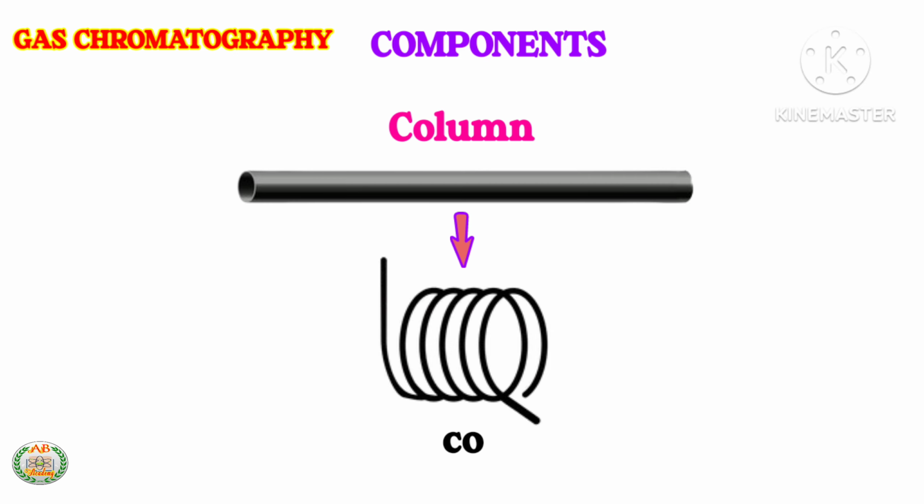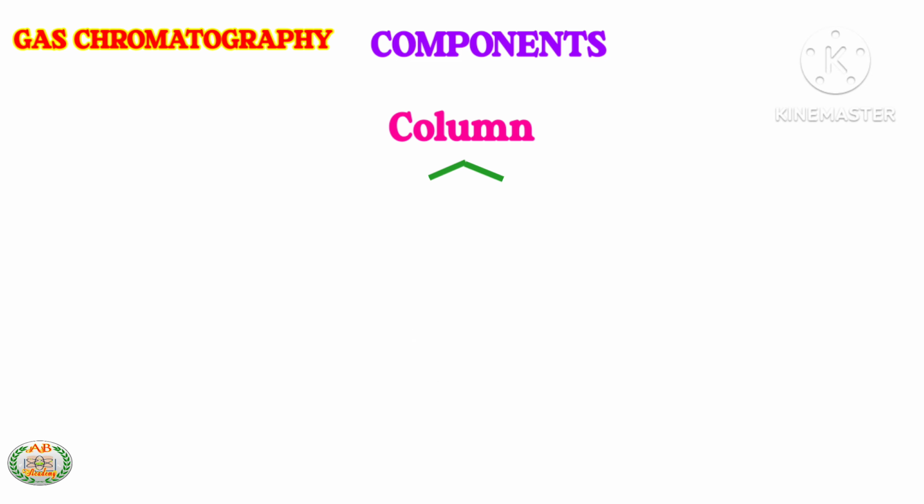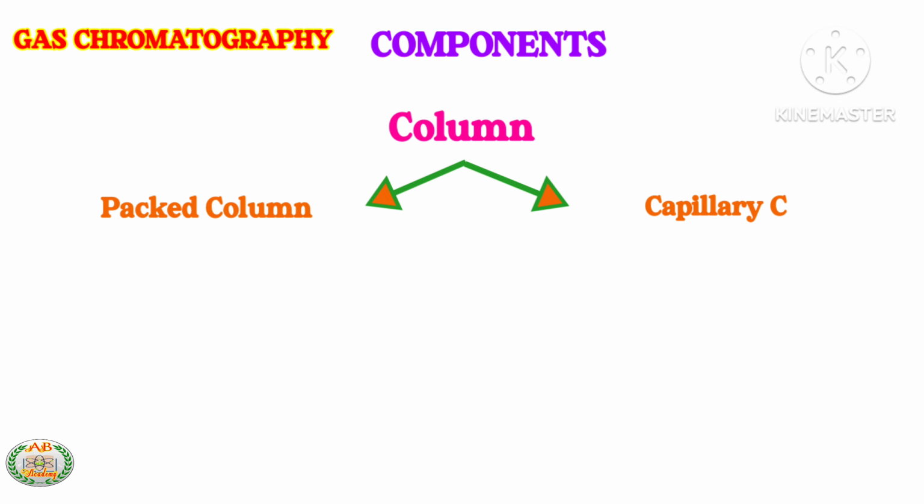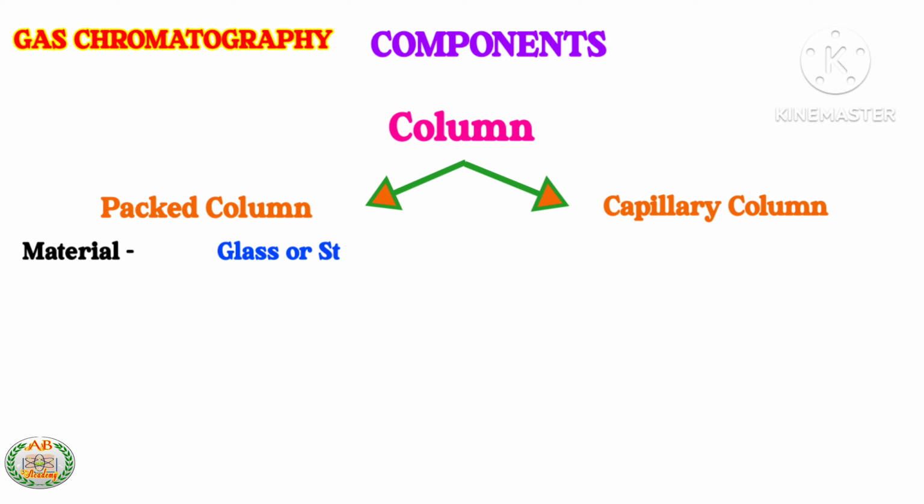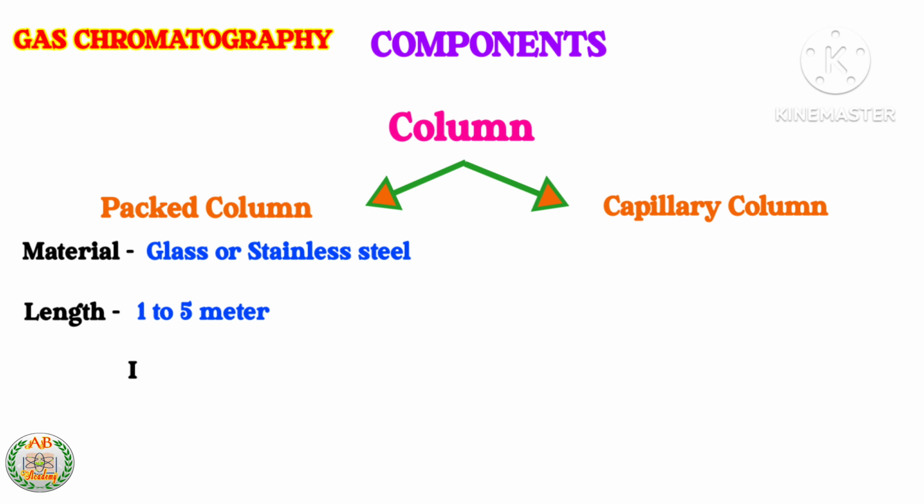We'll see the different components of gas chromatography. The column used in a gas chromatography is very long and arranged in a coil. The columns used in gas chromatography are of two types, packed column and capillary column. Packed column. Packed column can be made up of glass or stainless steel. The length of this column can vary from 1 to 5 meters and has an internal diameter of 2 to 4 millimeter. The capillary column.